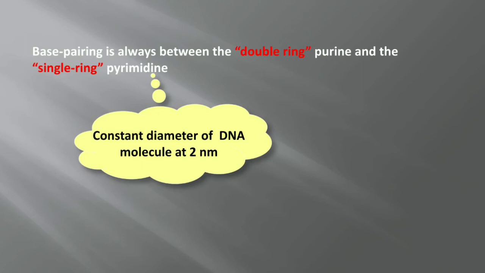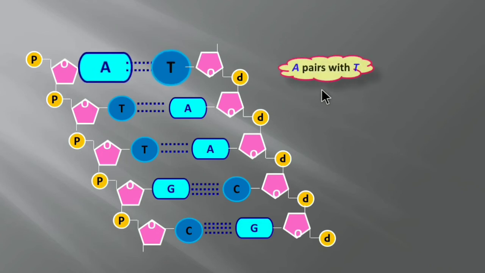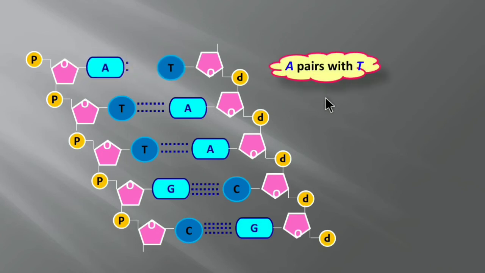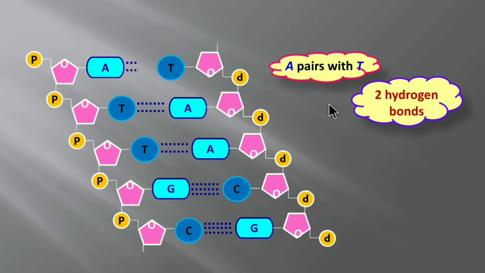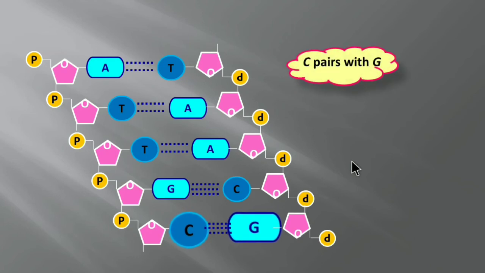They have a constant diameter because of what? Because of base pairing. So during base pairing, adenine base pairs with thymine with the help of two hydrogen bonds, and cytosine base pairs with guanine with three hydrogen bonds.